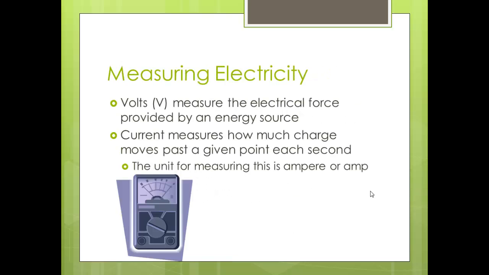To measure electricity, we know that you need to use units. Volts measures the electric force provided by an energy source. So our energy source in class is a battery. We will be using D batteries, which gives off about 1.5 or 1 5/10 volts of electric force. The current, or the flow of electrons, measures how much charge moves past a given point each second. This is called ampere or amps. I'm sure you've heard of that word before.